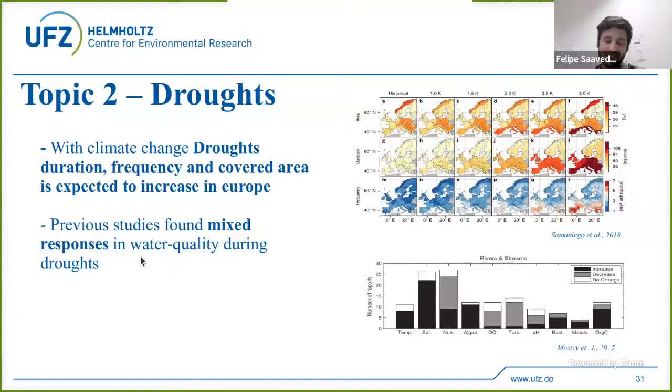There's this review paper from Mosley et al, 2015. He took like different papers checking the effect during droughts of nutrients. And if you look at here in the bar plot, there are mixed of responses. So some catchments or some study sites decrease the concentration of nutrients and some others increase. Very difficult to understand. So what did they say about this?